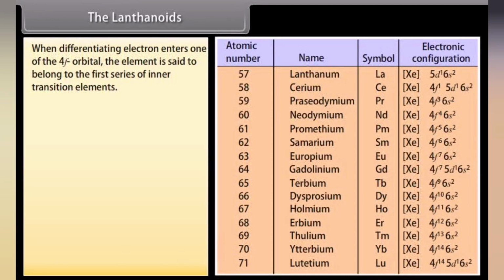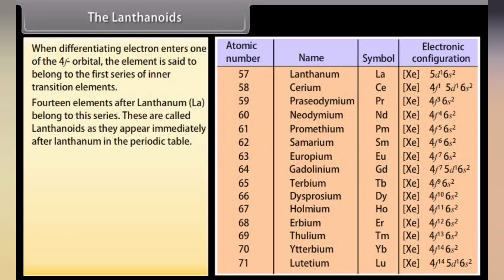The lanthanoids. When differentiating electron enters one of the 4f orbitals, the element is said to belong to the first series of inner transition elements. 14 elements after lanthanum belong to this series. These are called lanthanoids as they appear immediately after lanthanum in the periodic table.